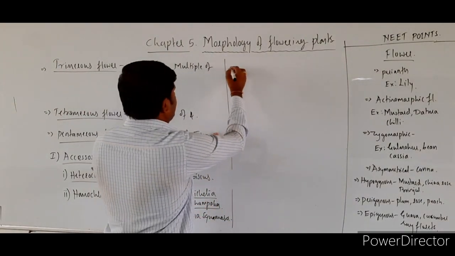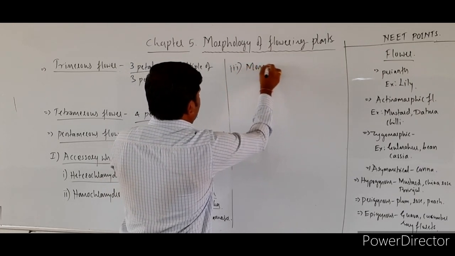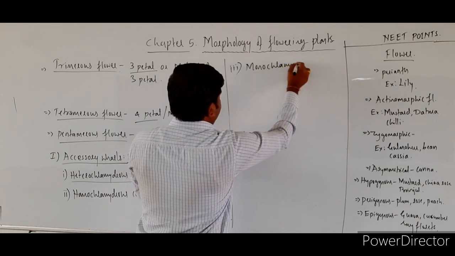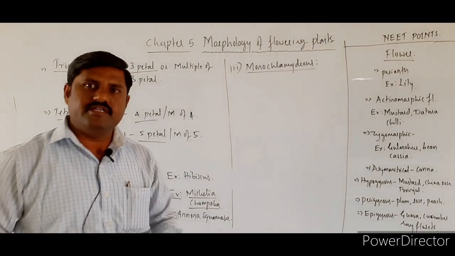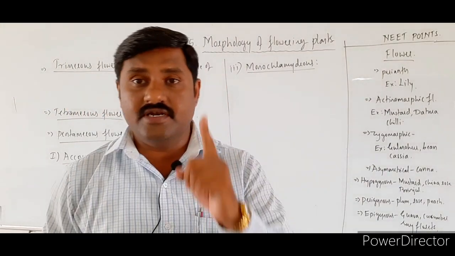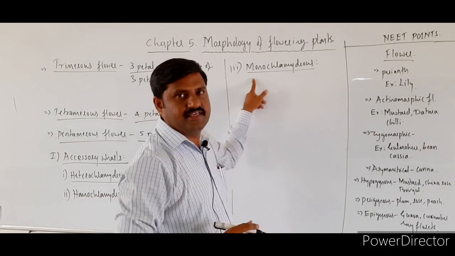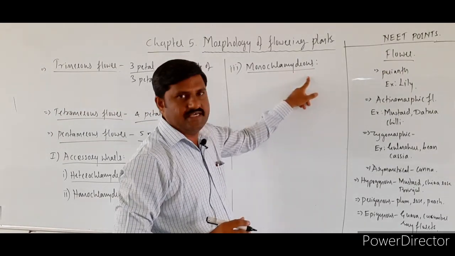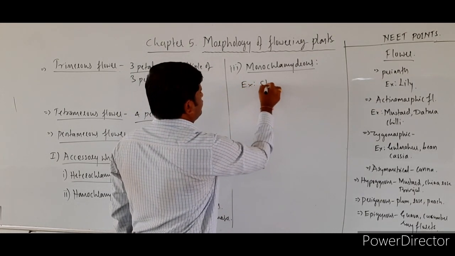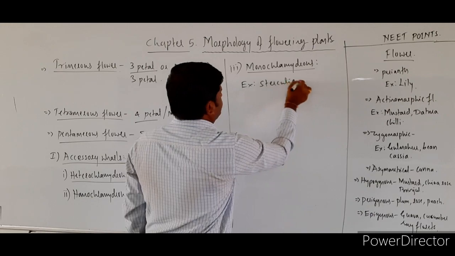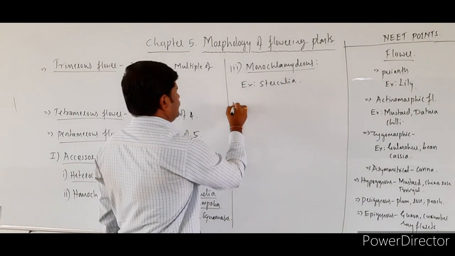And next condition is monoclamydious condition. What do you mean by mono? It is single. Only one accessory whorl is present in this flower, then that flower is said to be a monoclamydious flower. So the best example is Sterculia. Only one accessory whorl is present in this one.